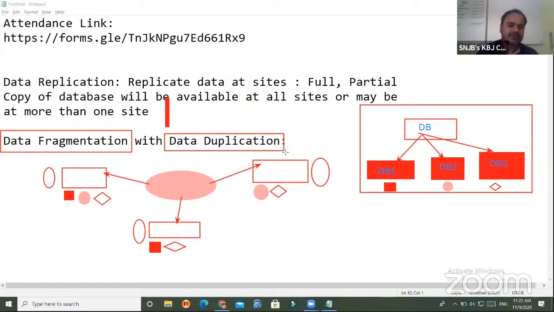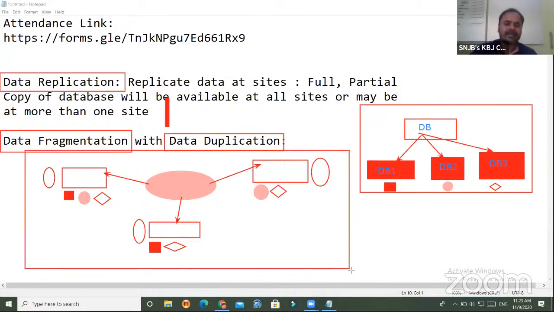Replication or duplication. So what we are doing, we are combining data fragmentation as well as data duplication or data replication. Replication is actually the right word that you can use here. So you can combine data replication with data fragmentation, and this way you can create your own architecture that depends on the application. Now, why to do this?